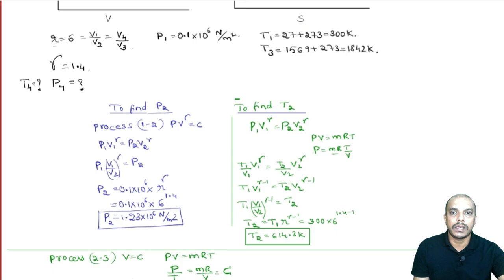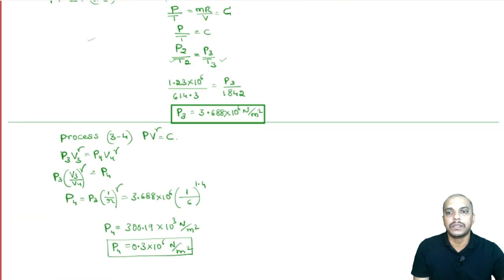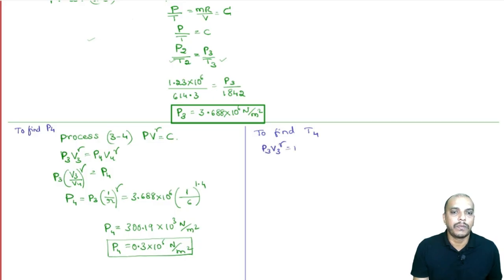Now let us go to the last part, which is finding out the temperature after expansion. Let us go for temperature after expansion. It is the same between process 3 and 4. This process is to find T4; we had used it to find P4. Now the same equation, P3 V3 power gamma is equal to P4 V4 power gamma, and we know this equation. I don't want pressure, I want temperature. So in place of pressure, I will write mRT by V.